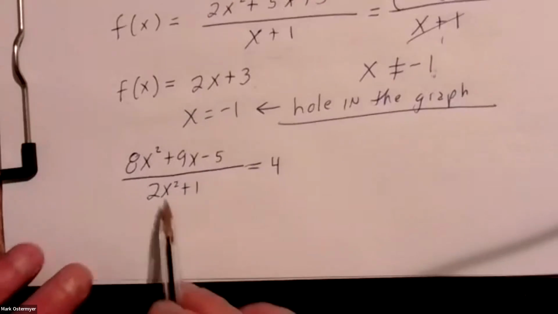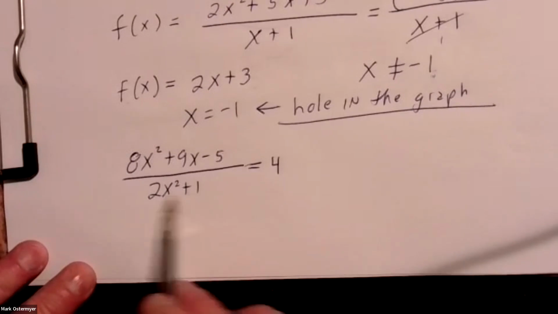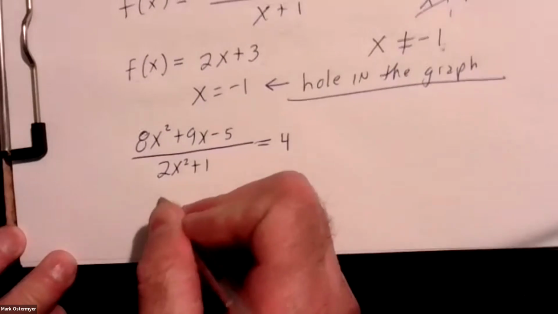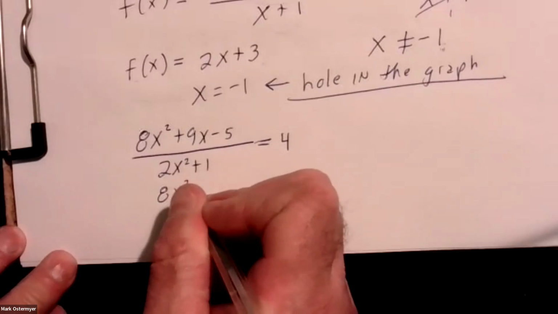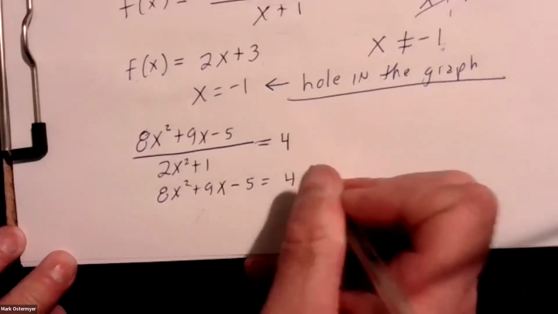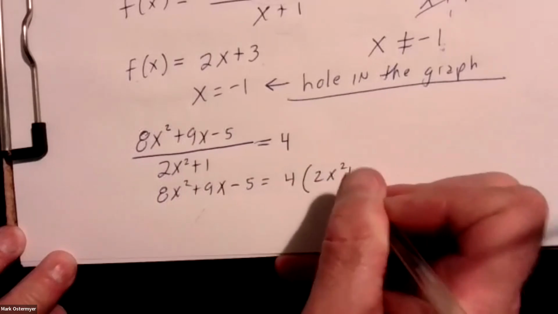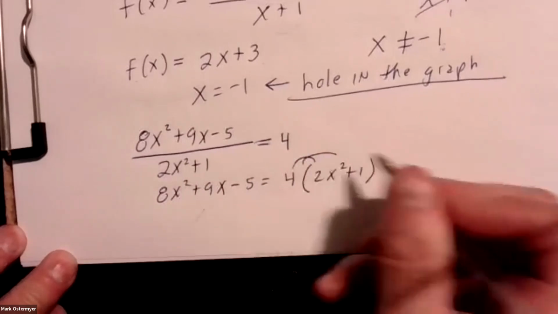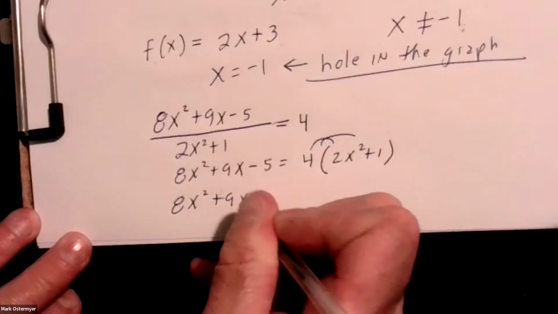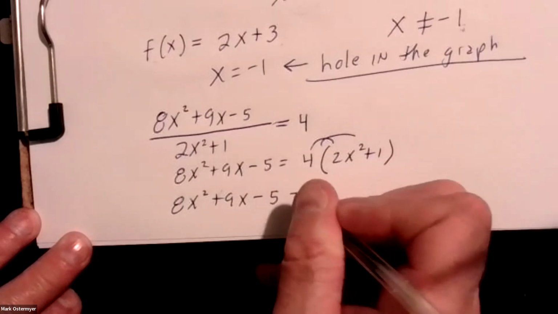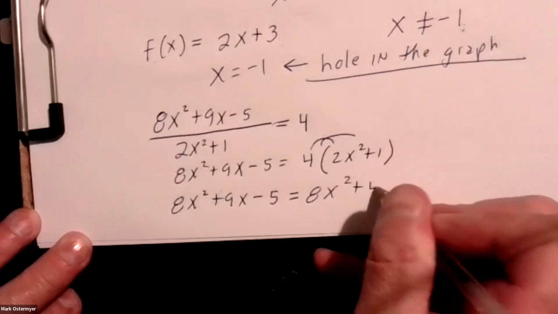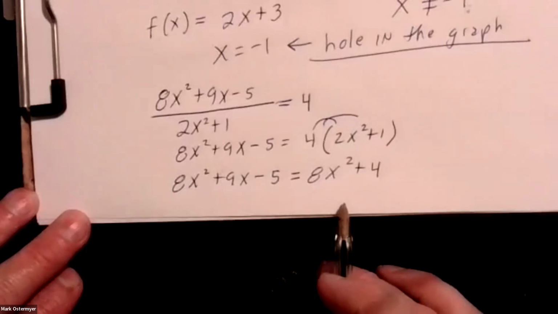Now I got to solve for x. I'm going to multiply both sides by this denominator here, clear this fraction out on the left side, in which case I will have 8x squared plus 9x minus 5 equal to 4 times 2x squared plus 1. Distributing the 4 inside the parentheses, I have 8x squared plus 9x minus 5 is equal to 8x squared plus 4. And now I want to solve this quadratic equation.